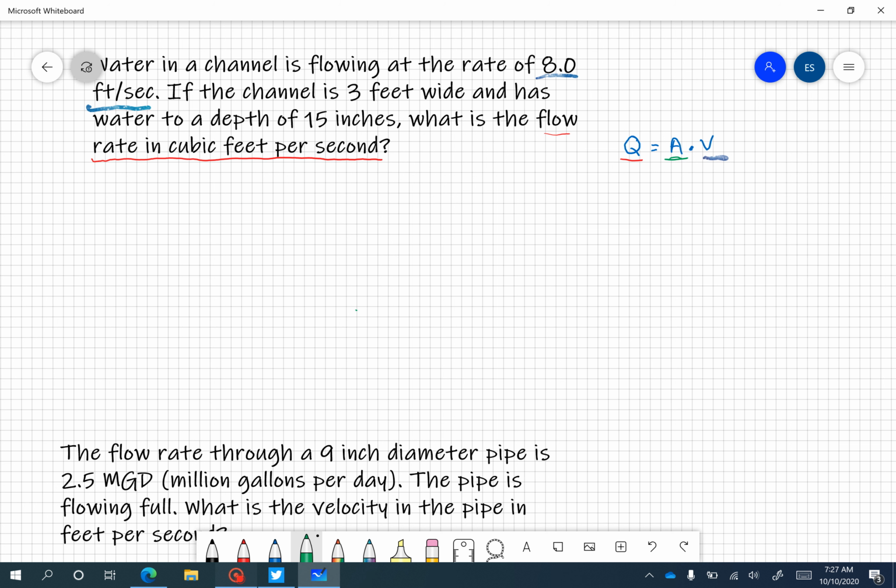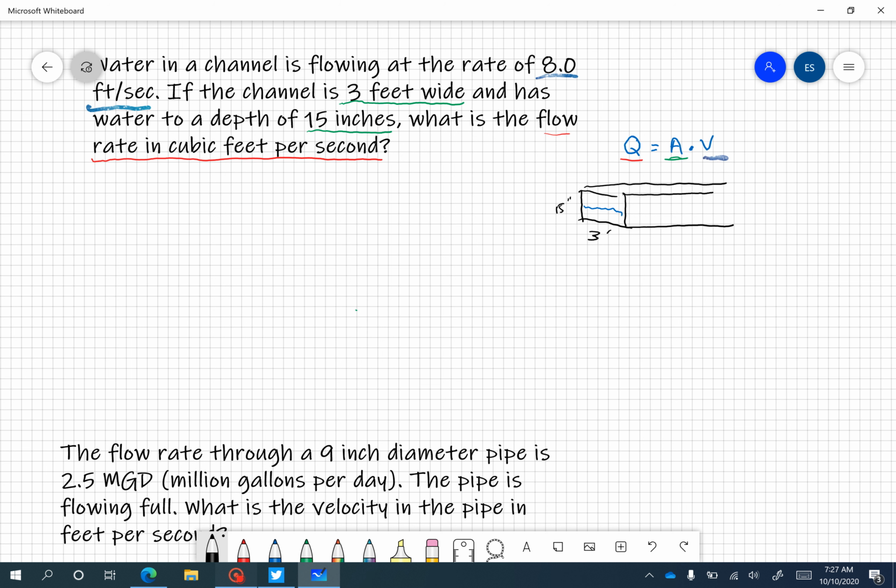How do we calculate the area? Well, we are given dimensions, 3 feet and 15 inches, to calculate a cross-section of area. If you can think of this channel like this, it's 3 feet wide, and it doesn't really matter how deep the channel is. It only matters how deep the water is flowing in the channel. And we are given that in inches, 15 inches deep.